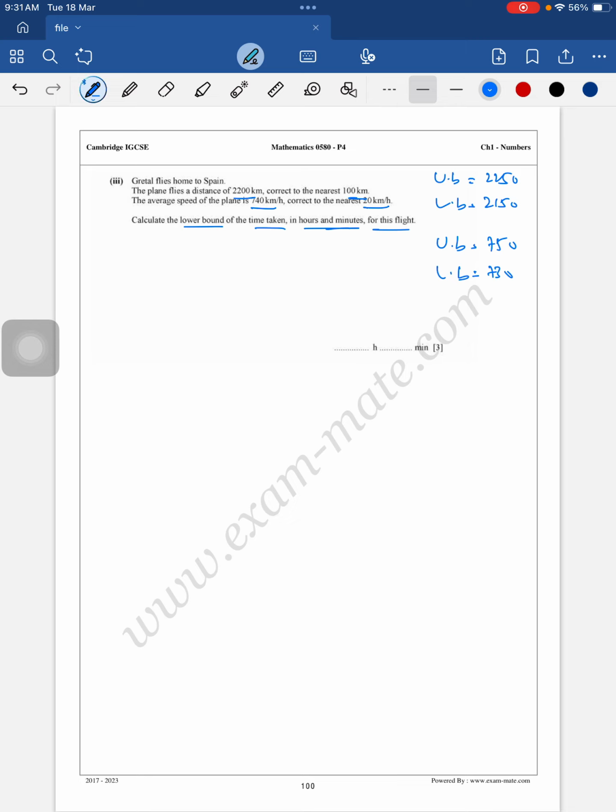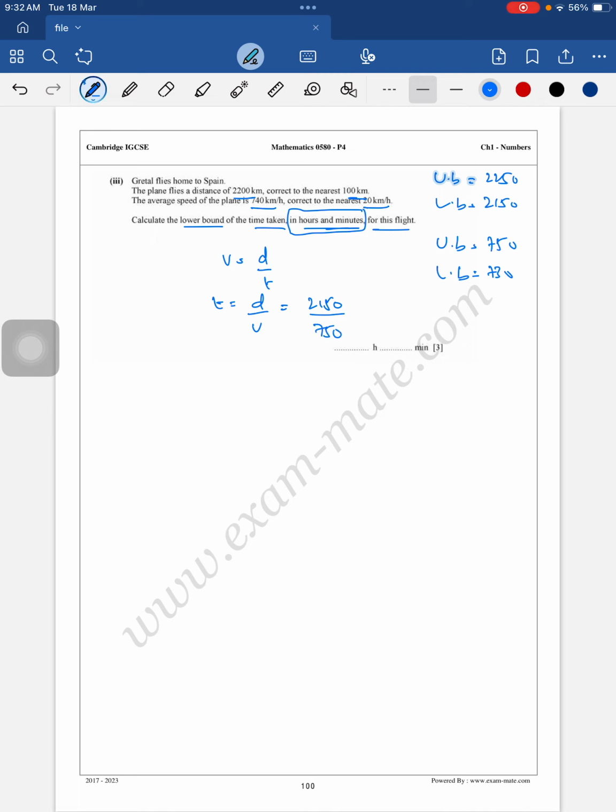Calculate the lower bound of the time taken in hours and minutes. So speed is equal to distance upon time, so time is equal to distance upon speed. In order to take out the lower bound in a division case, we put the lower bound on top in the numerator and the upper bound in the denominator. So lower bound in the numerator, that is 2150, and upper bound in the denominator, that is 750.